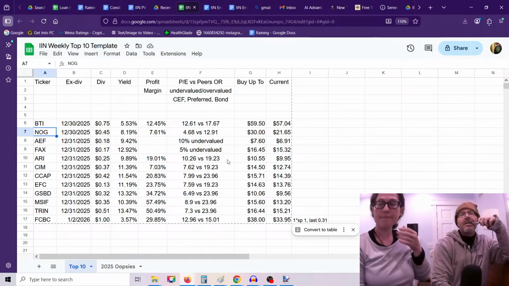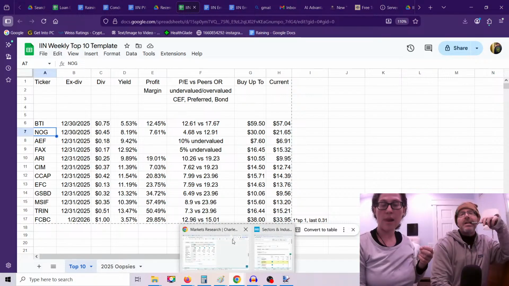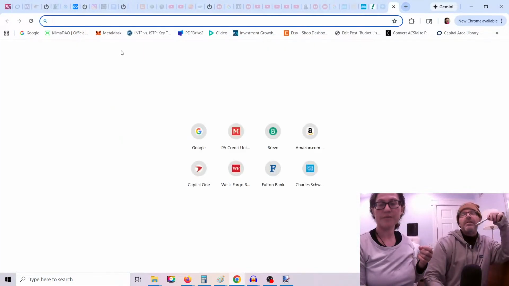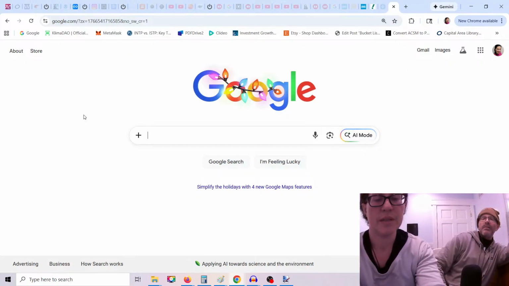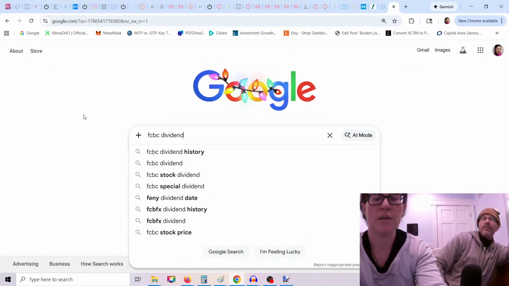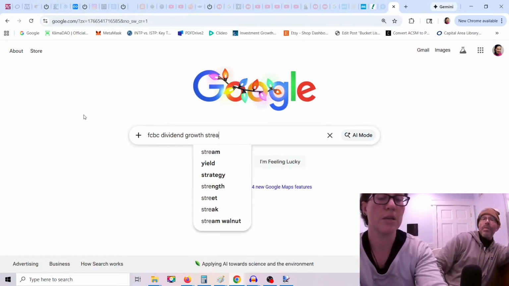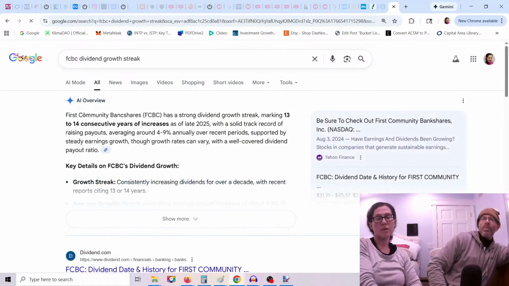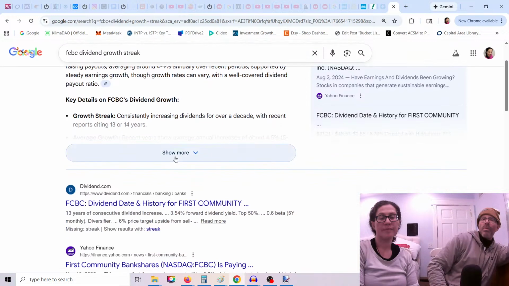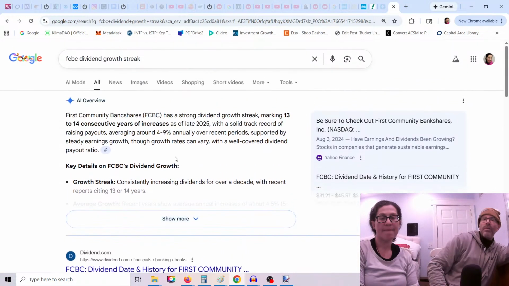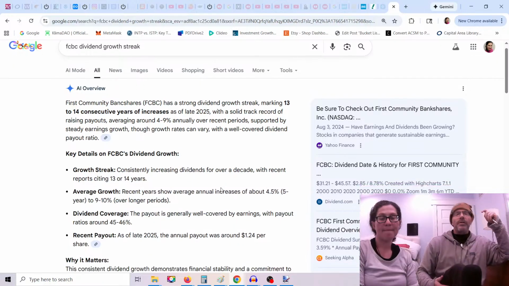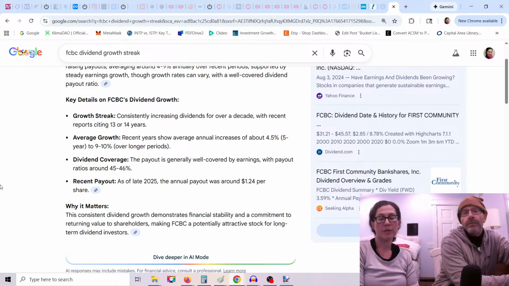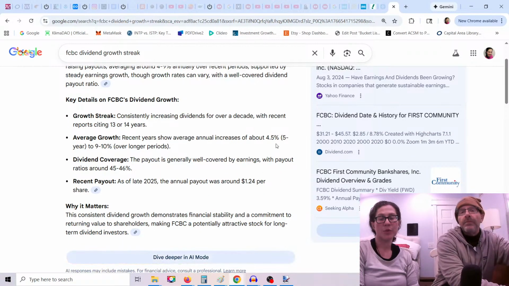FCBC? What do I type in? Is this a dividend grower? Just FCBC dividend growth streak. First Community Bank has 13 and 14 consecutive year increases. Do I need to find a thing? It shows you a dividend growth of 13 or 14 years. What more do you need to know? That's pretty good growth too, isn't it? 4.5% per year.